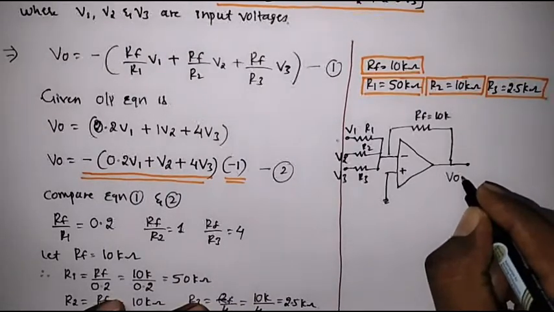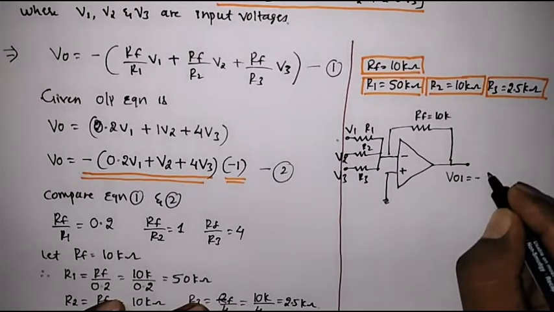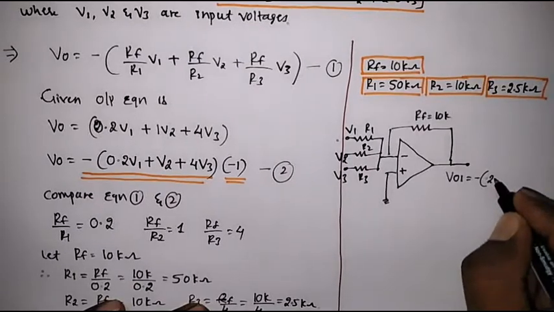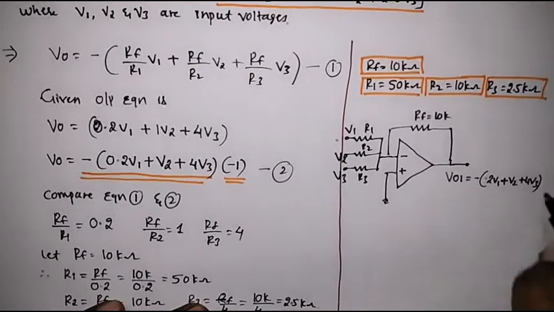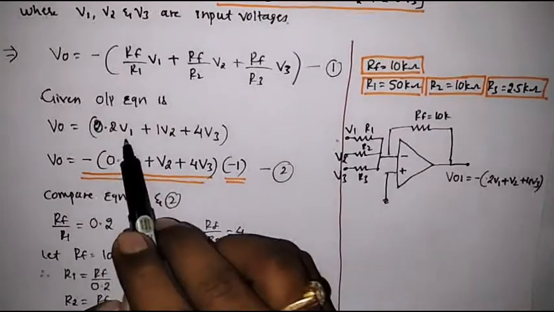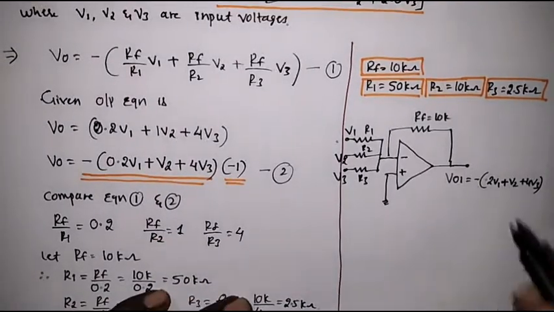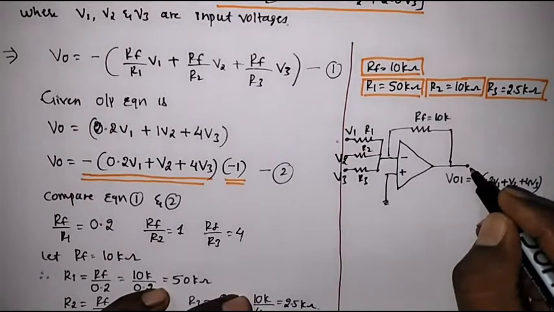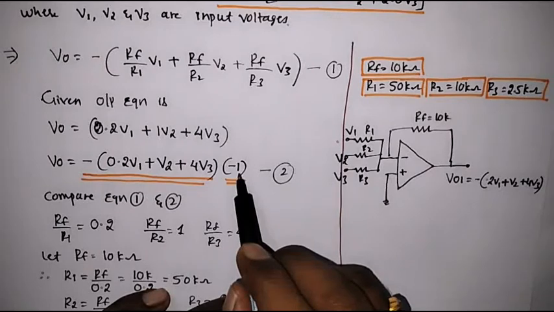VO, I'll call it as VO1, is equal to minus of 0.2 V1 plus V2 plus 4 V3, but now we are supposed to get it as plus 0.2 V1 plus V2 plus 4 V3, but here we have minus. Therefore now I will pass the output of first stage through another inverting amplifier whose gain is 1. So we'll get gain of inverting amplifier as 1 when Rf and R1 values are same.